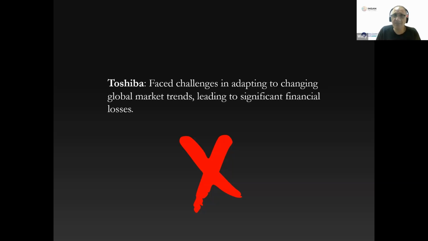Toshiba faced challenges in adapting to changing global market trends, leading to significant financial losses. Well, put it this way, Toshiba used to make laptops. Ten years ago, they stopped. Toshiba makes fridges. They still make them now. But Toshiba has gone from making all electronics, selling phones and everything else, to now only selling proper Toshiba products known to the local market. What do I mean by that?